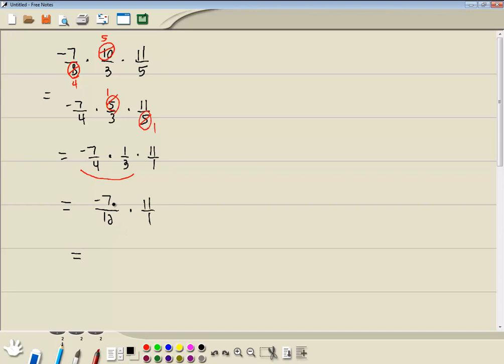And now we multiply these together. Negative 7 times 11 is negative 77. And 12 times 1 gives us 12. Now if you've done a good job up above of simplifying, canceling, then there's no simplifying to do at this point. This is already in reduced form. So that'd be your answer.